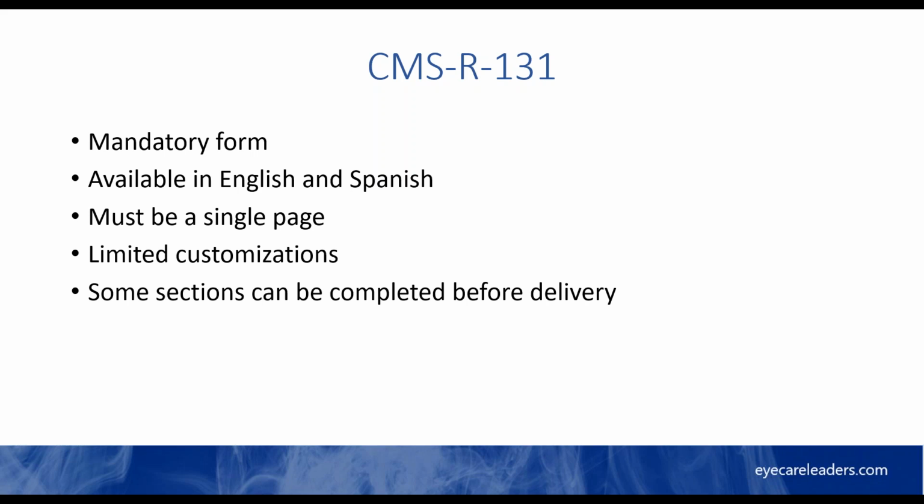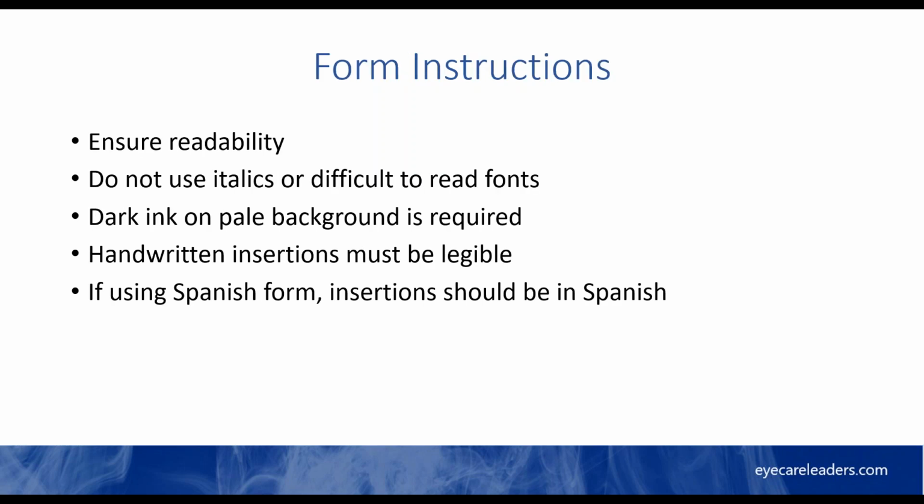Certain sections of the ABN can be completed before delivery. So you want to make sure that you're using the most up-to-date form. So you can go out to CMS's website and pull the most appropriate form, most up-to-date. CMS provides specific directions on the form. You must ensure that the beneficiary can read the ABN. This means providing the notice in the preferred language of the beneficiary, in extra large print, or supplying an interpreter to translate for you.